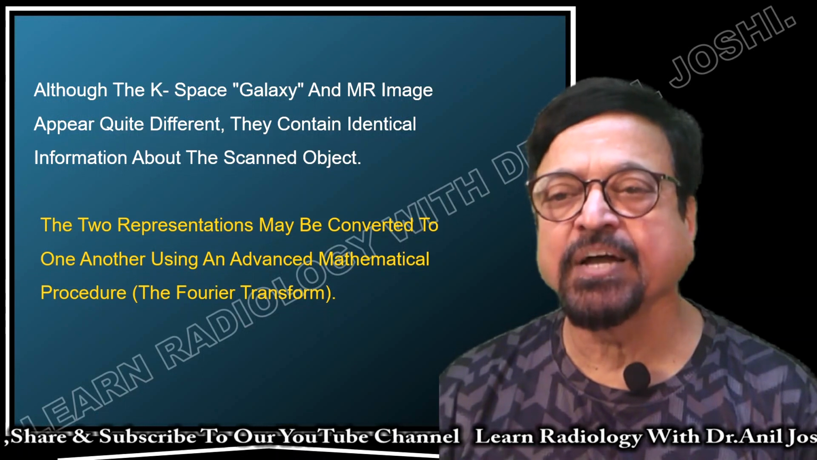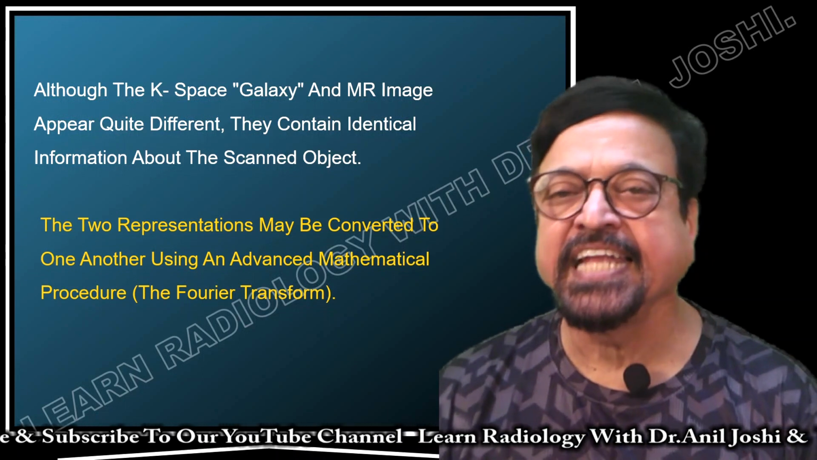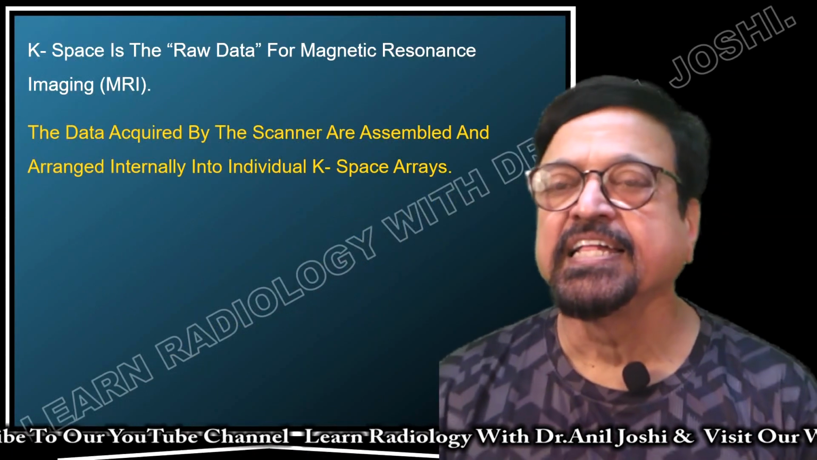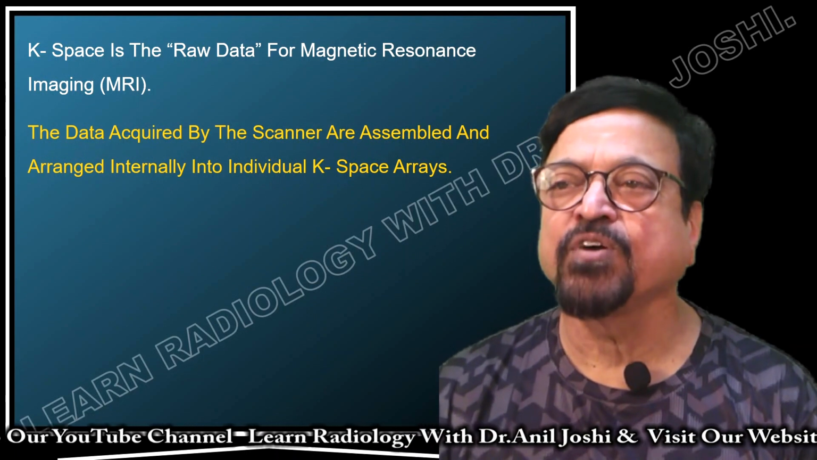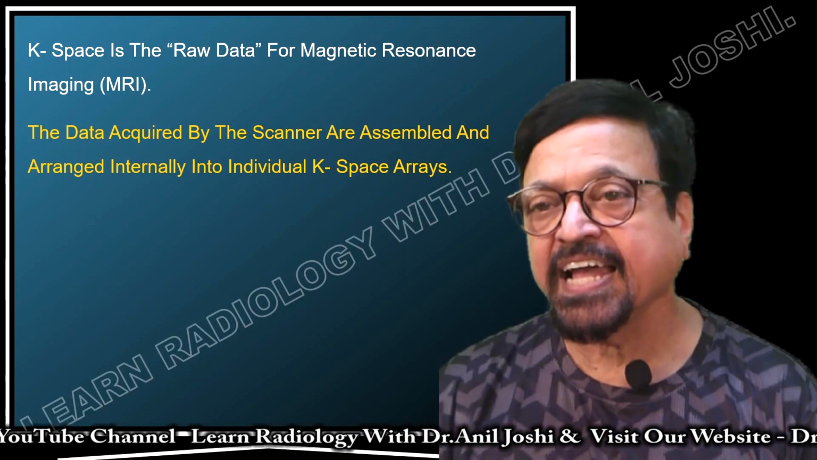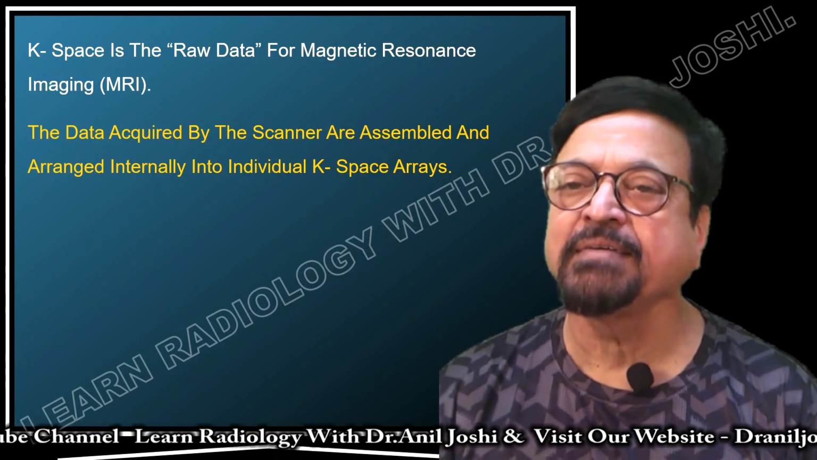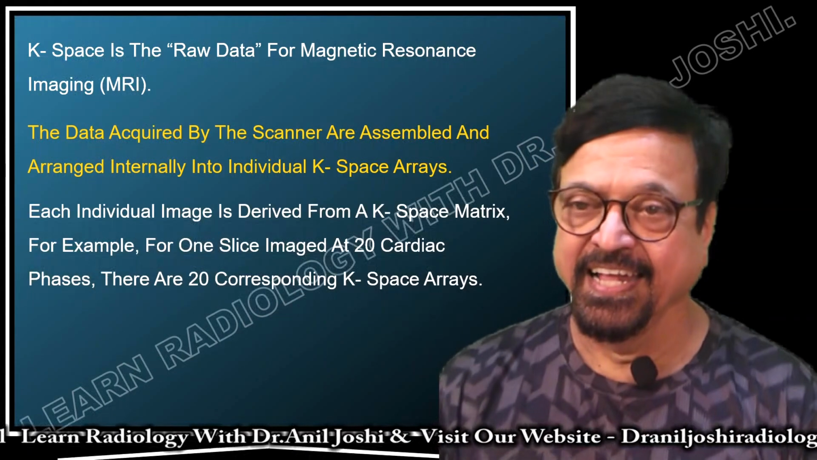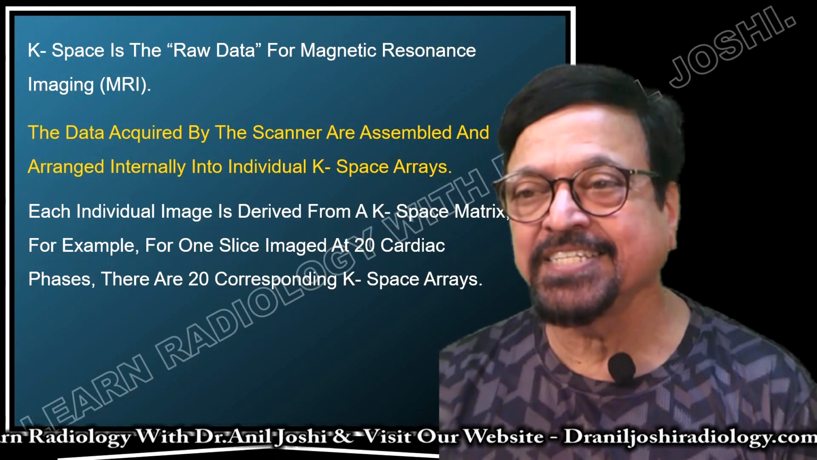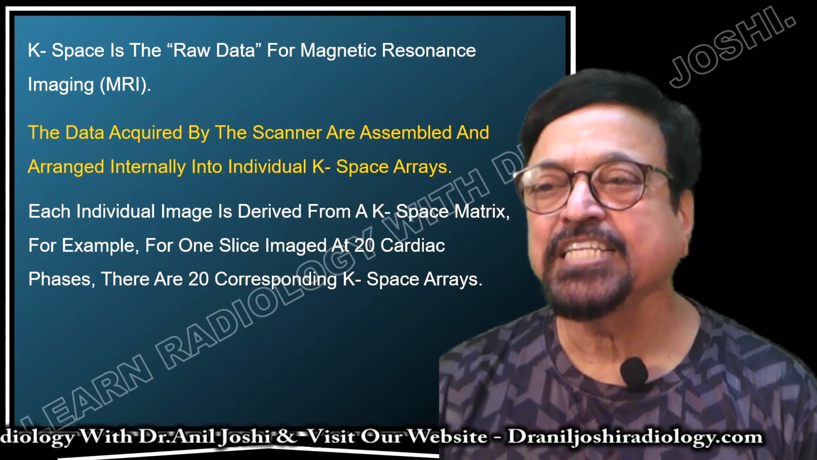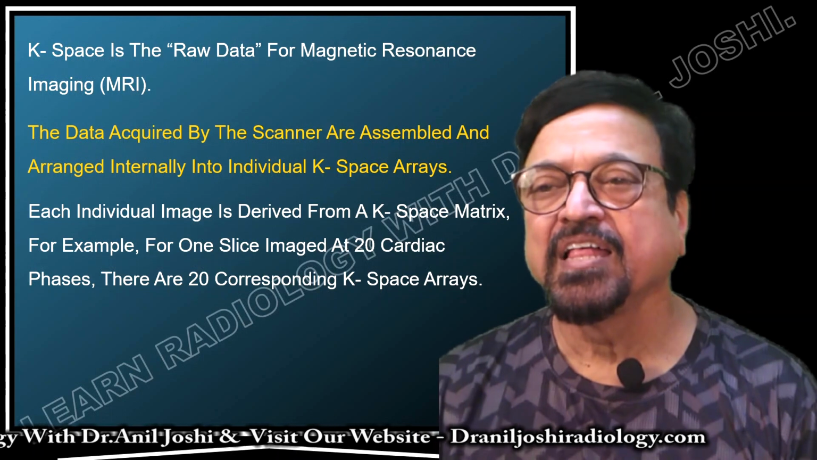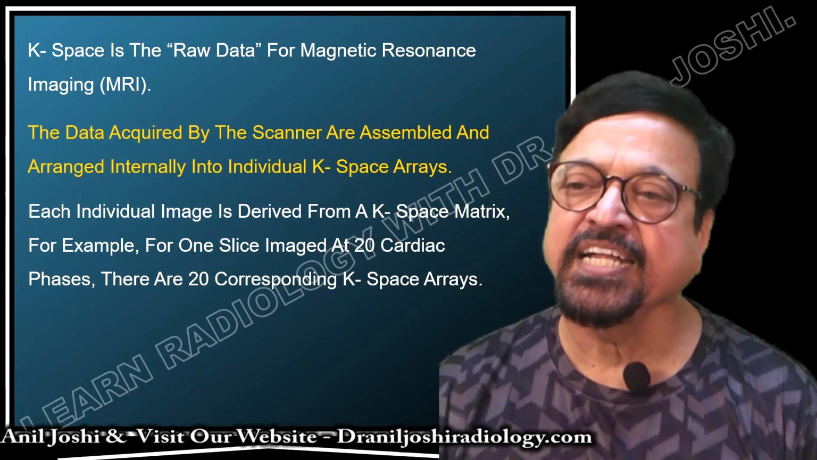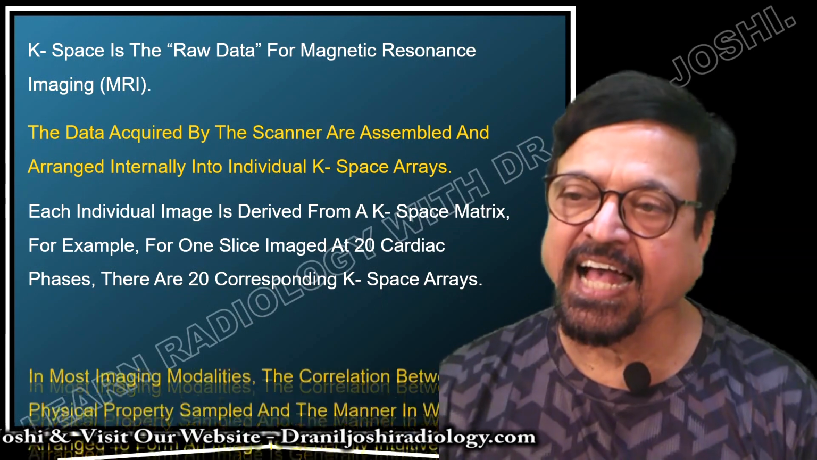There is a different lecture covering this Fourier transformation in detail. Do visit our YouTube channel for this. K-space is the raw data for magnetic resonance imaging. The data acquired by the scanner are assembled and arranged internally into individual K-space arrays. Each individual image is derived from a K-space matrix. For example, for one slice image at 20 cardiac phases, there are 20 corresponding K-space arrays.